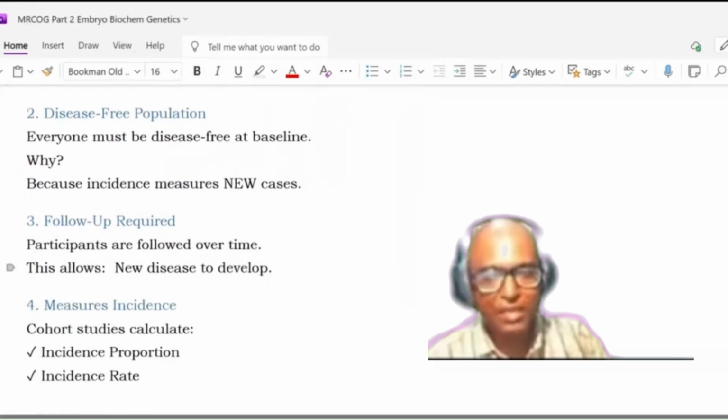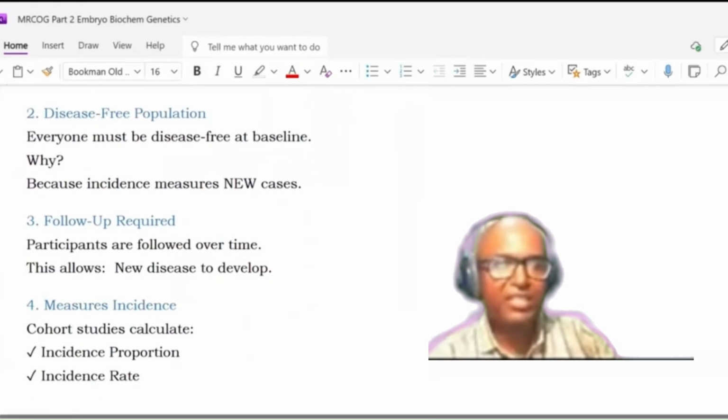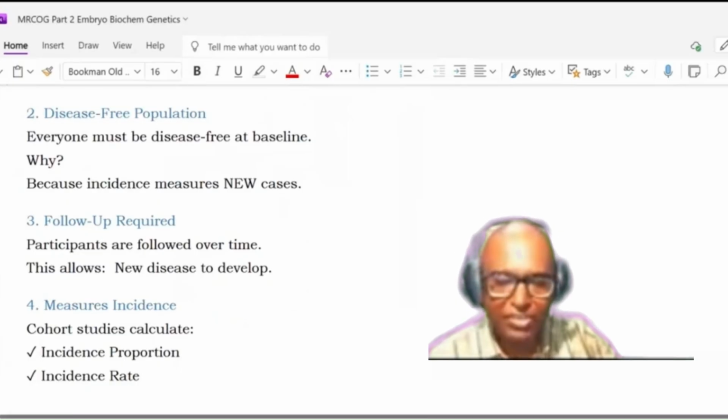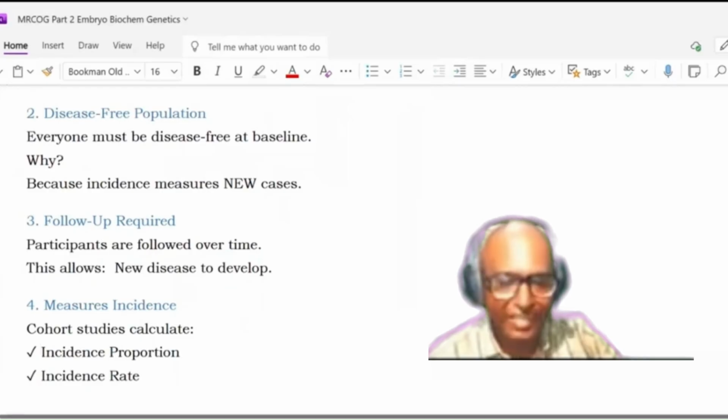Then follow-up is required. Participants are followed up over a period of time. This allows the new disease to develop. And what this cohort measures is the incidence. So the cohort study will calculate the incidence proportion and the incidence rate. So there are two things in the incidence: you get the incidence proportion and the incidence rate.